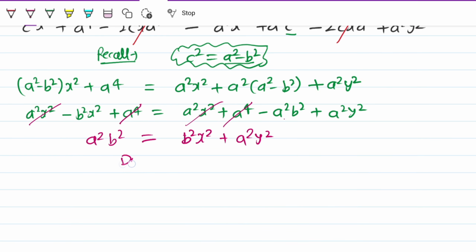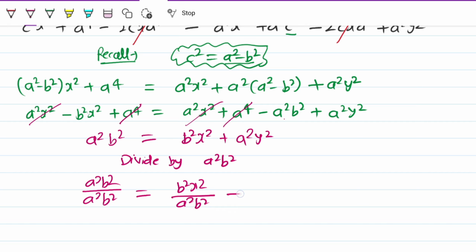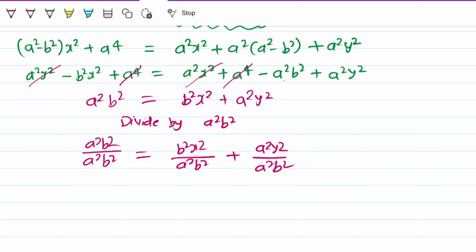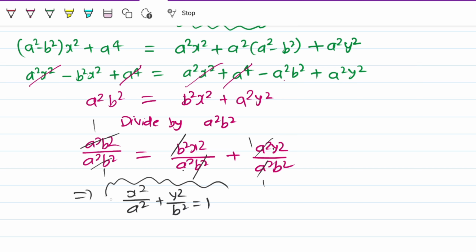Now divide by a square b square, the complete equation. So you will get a square b square upon a square b square equals b square x square upon a square b square plus a square y square upon a square b square. Now you can see this cancels, b square cancels, a square cancels. So what we are getting finally is x square upon a square plus y square upon b square equals to 1. X square upon a square plus y square upon b square equals to 1. Okay, so this is the proof of the standard equation of the ellipse.